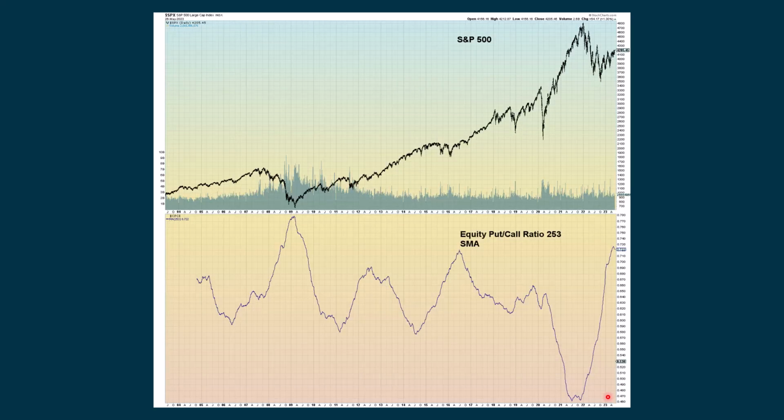Then we look at a really long-term 253-period simple moving average of the equity put call ratio. At the beginning of 2022, this really started to go up, but you can see right now it's starting to turn down slightly. We're wondering if we're seeing a shift in the market from being overall negative back to positive. Now, we've been faked out before. It looked like it was turning down previously, only to turn and go back up. We'll have to see if this trend still continues.